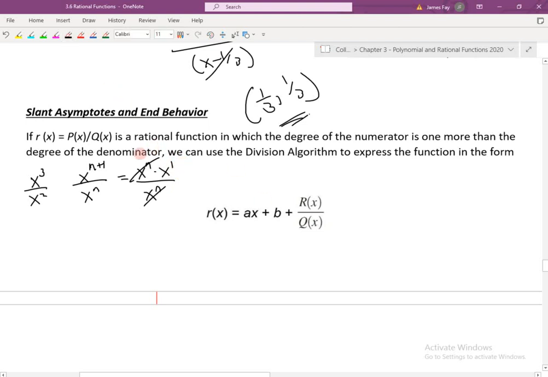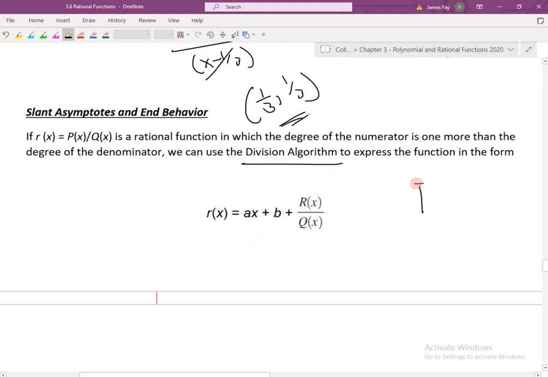So through comparing the leading degrees and leading terms, you're going to cancel, and you're going to be left with x to the first in the numerator. Well, that generates what we call a slant asymptote. And we find what the slant asymptote is through the division algorithm.